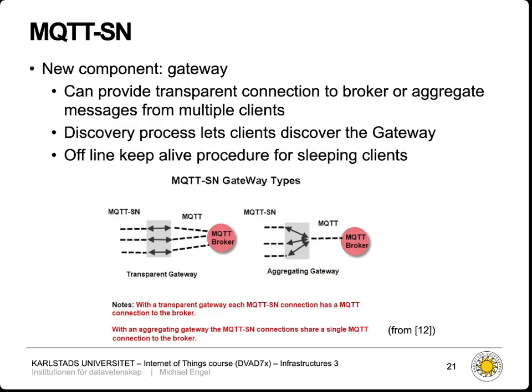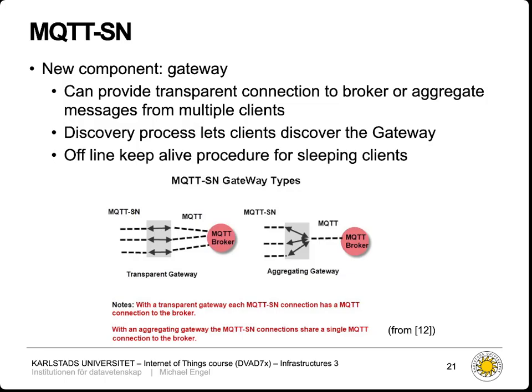And we also have a discovery process. So for MQTT, we've seen we had to specify an IP address. Here we have a discovery process that lets a client discover a gateway, and then only the gateway has to know where the broker is available and how to talk to it. And we had a method for offline keep alive. So this means a client can go to sleep, and when it wakes up because some event came in, some interrupt or whatever, then the client wakes up and can just connect again.